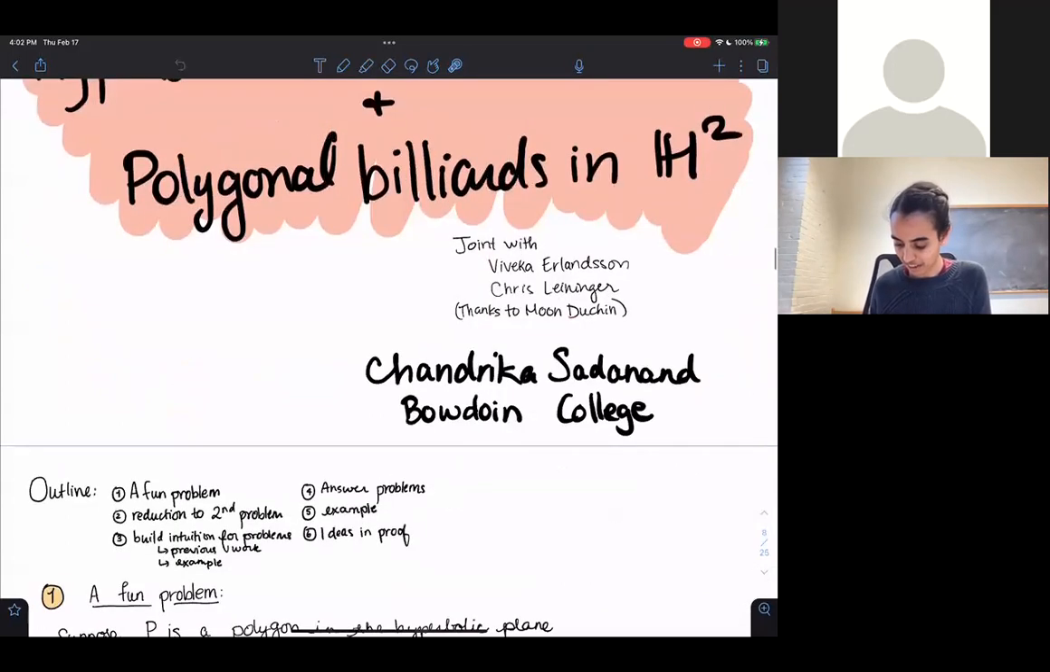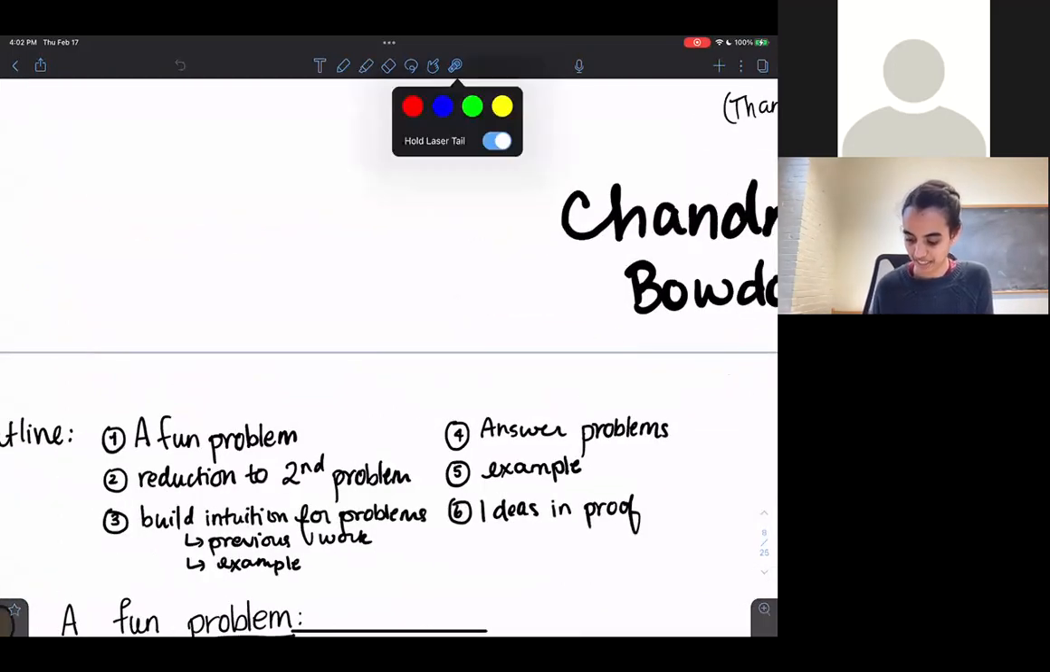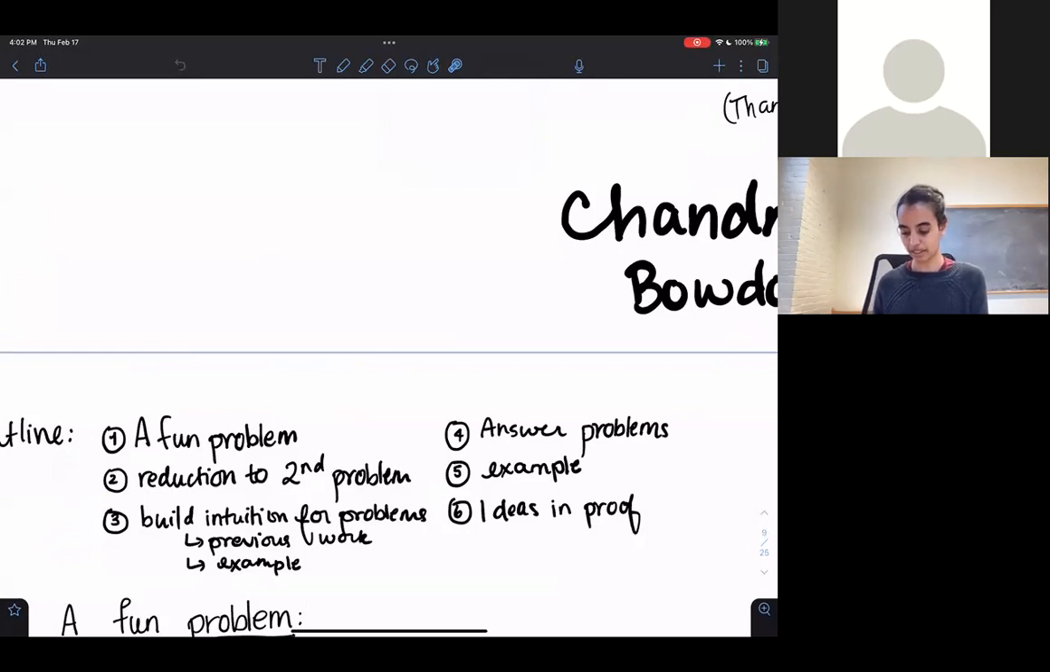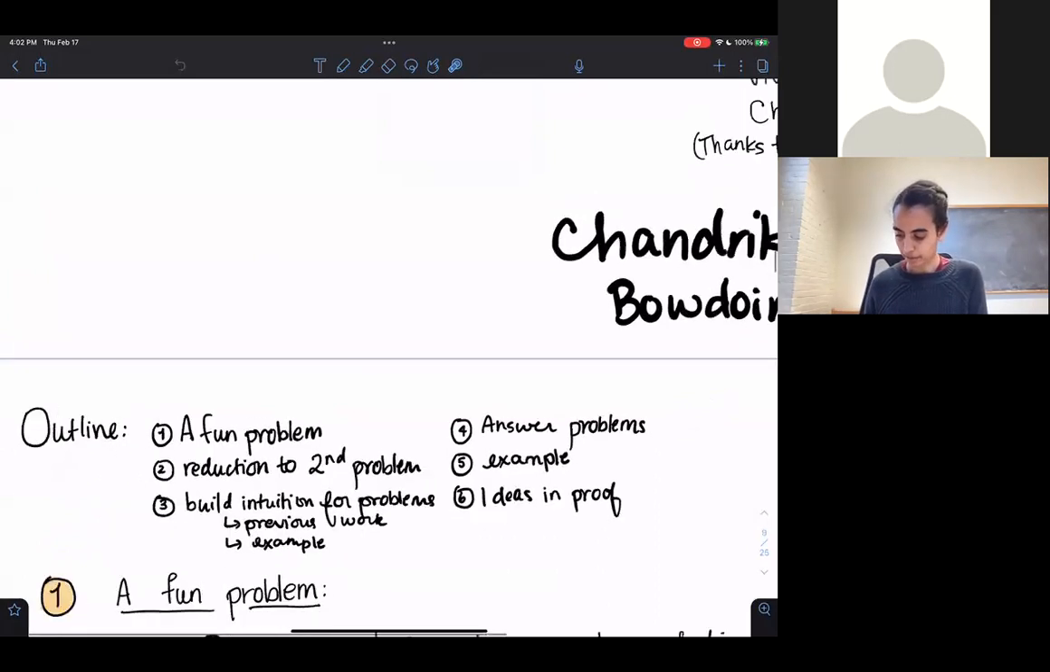An outline of the talk is as follows. I'm going to tell you about a fun problem, and then we'll transform it into a second problem. Then we'll build some intuition for these problems, look at previous work on them, examples. Then we'll finally answer the problem, see some more examples, and then if there's time, talk about ideas in the proof.